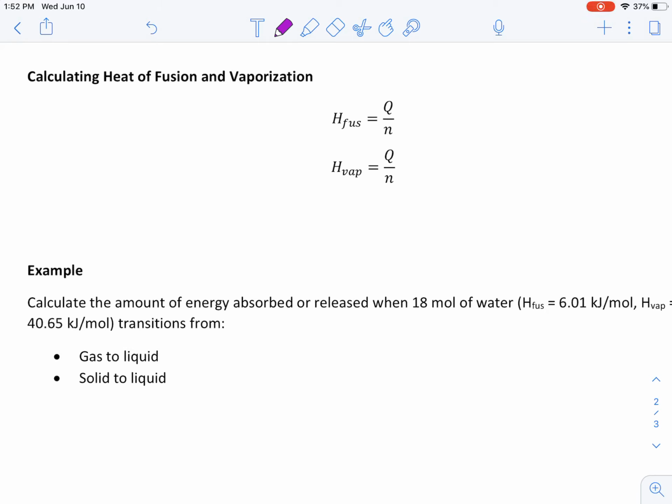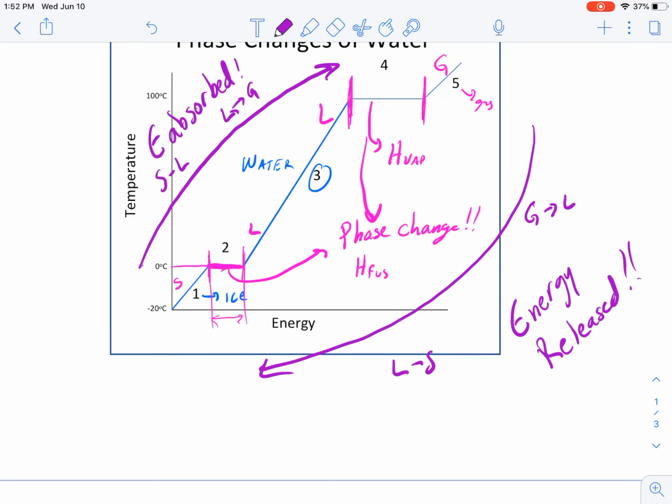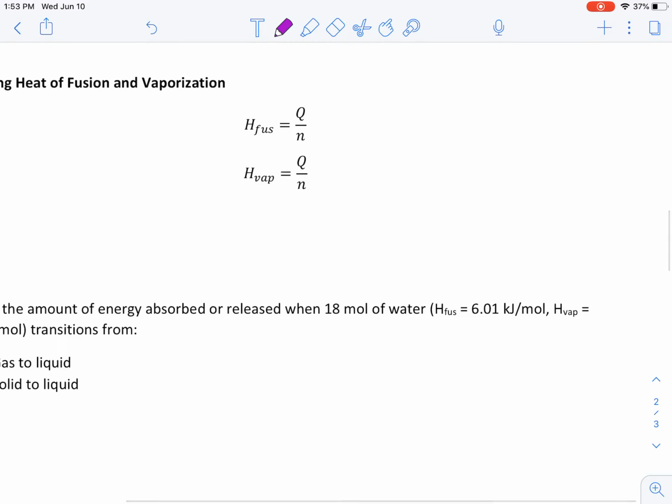To calculate these heat of fusion and heat of vaporizations, a lot of the times this heat of fusion is going to be given to you, but sometimes we want to find out our experimental values. And it's really a super simple formula. Heat of fusion is Q over N, and then heat of vaporization is the same, Q over N. Now that's just really important that you know which step along the process we are at. So if we're at 2 or if we're at 4, you will need to know which one to use and which constant to use. So let's try one example.